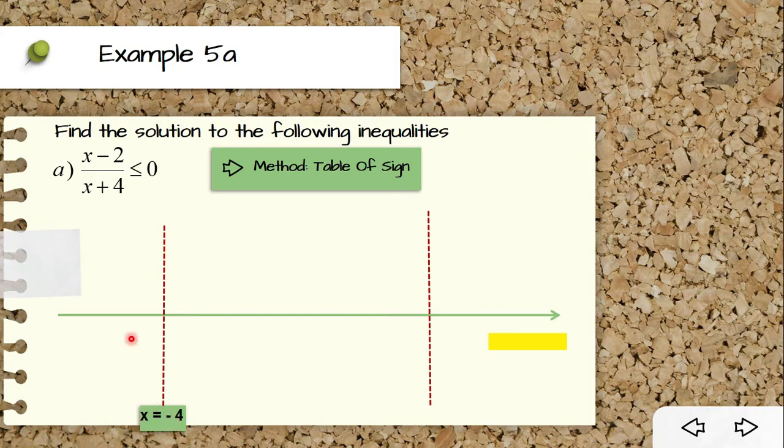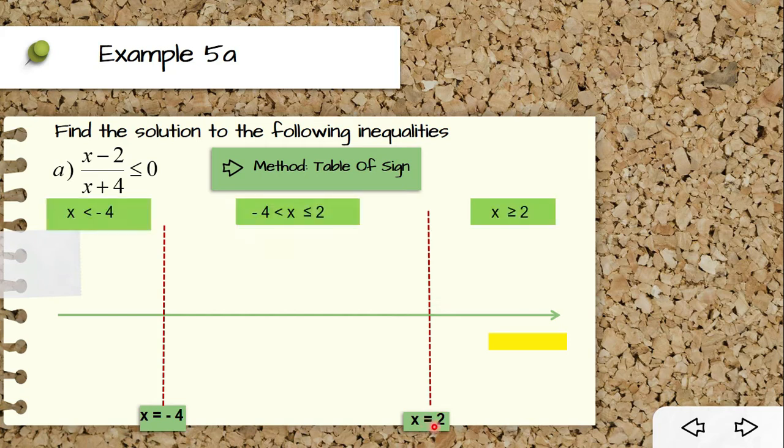This one comes from the denominator when we set the denominator equal to 0. So actually you want to find the roots. Then the second value is x equal to 2. It comes from the numerator, x minus 2. If we let it equal 0, you get x equal to 2. So we have three parts in this table. On the left hand side, we write the interval x less than negative 4. In the middle is x more than negative 4 and less than or equal to 2. And on the right hand side, x more than or equal to 2.